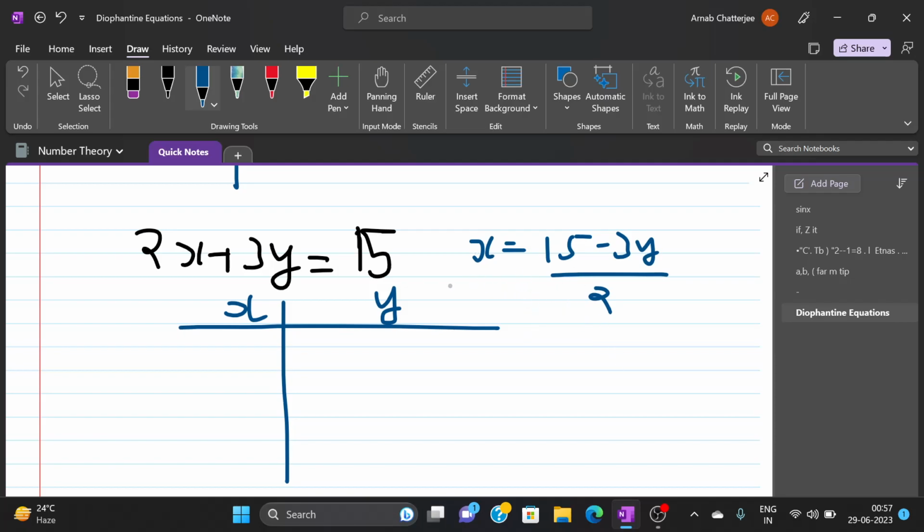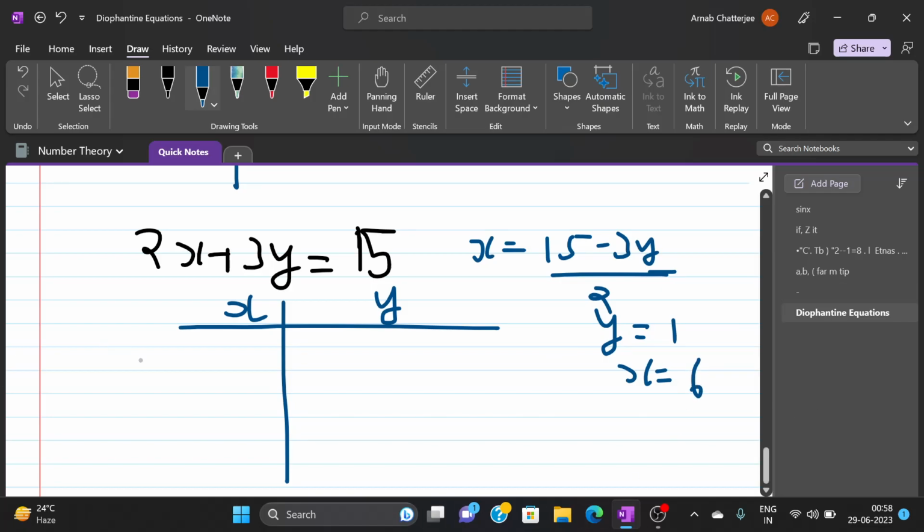So if this is an integer, then 15 minus 3y must be even. So if I put y equal to 1, then 15 minus 3y will be even. So I get my first solution very easily, 6 and 1. So I have my first solution with me, 6 and 1.